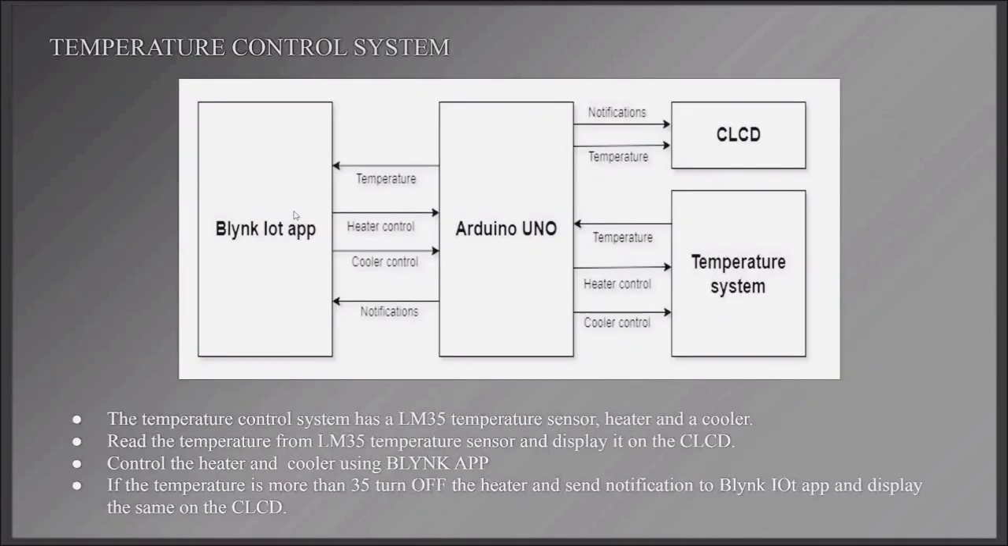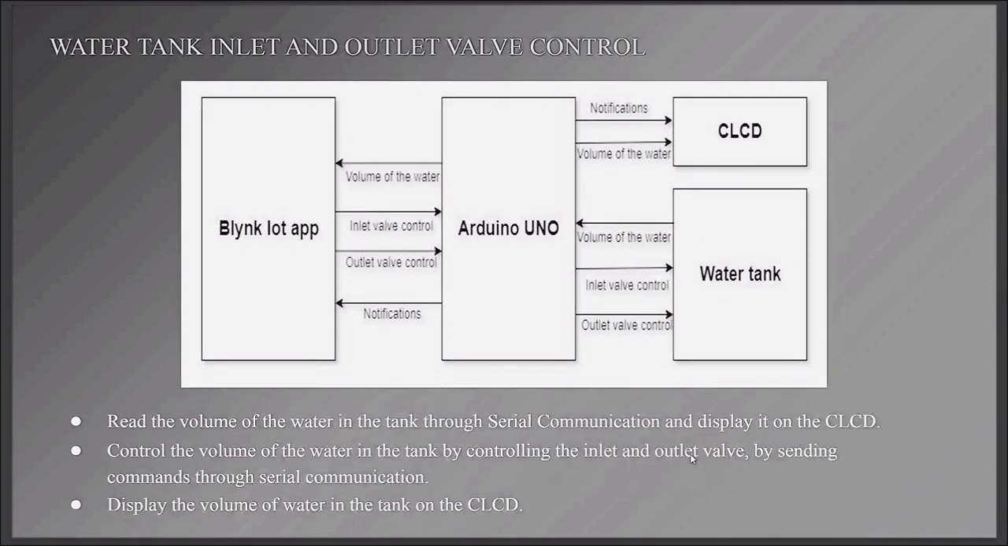So next, the temperature control system. Here we are going to use a heater and a cooler. A heater to increase the temperature, and not beyond a limit, like we're going to turn it off when it's more than 35 degrees Celsius, and a cooler to reduce the temperature. To do all this, we are going to use an LM35 temperature sensor, and we are also going to display the temperature on the CLCD.